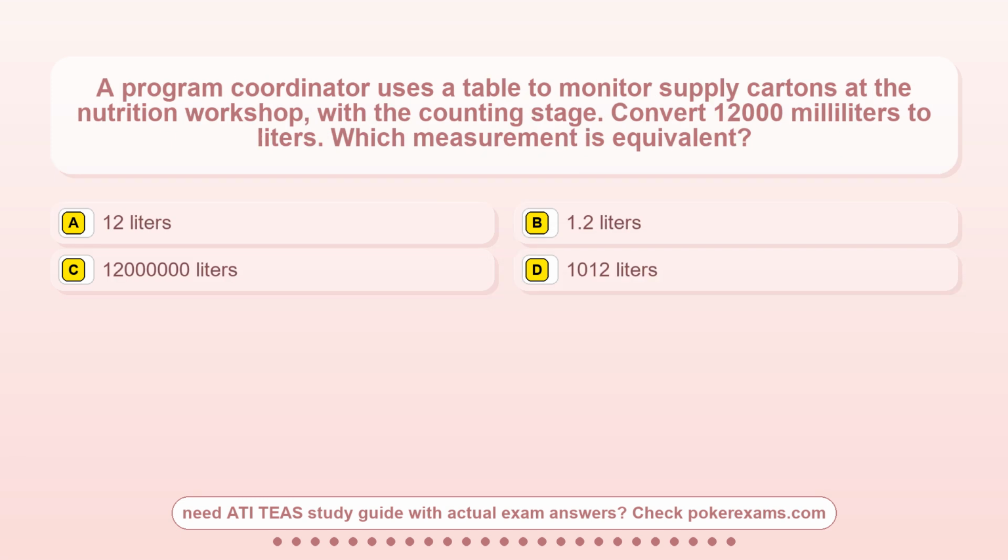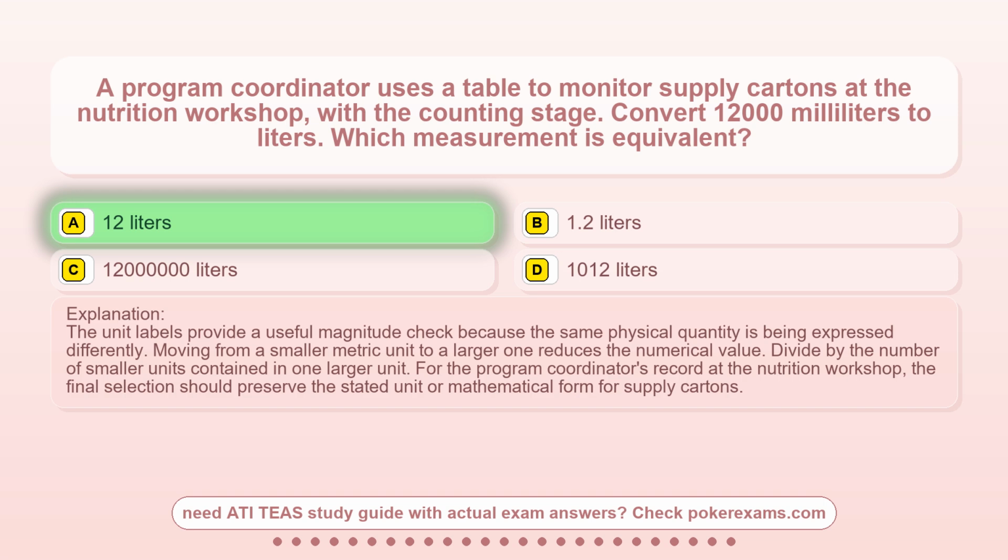Question 20. A program coordinator uses a table to monitor supply cartons at the nutrition workshop, with the counting stage. Convert 12,000 milliliters to liters. Which measurement is equivalent? Option A, 12 liters. Option B, 1.2 liters. Option C, 12 million liters. Option D, 1,012 liters. The correct answer is option A, 12 liters.